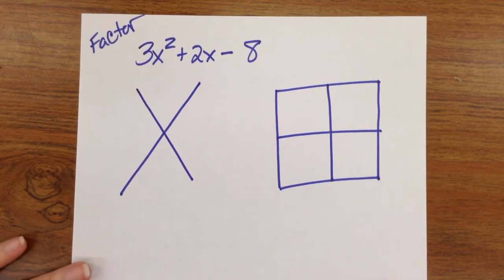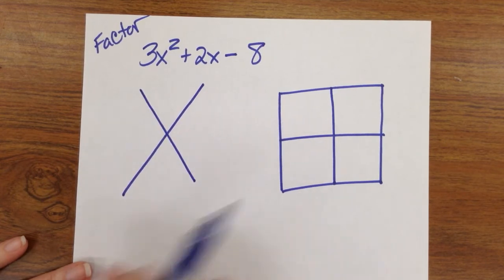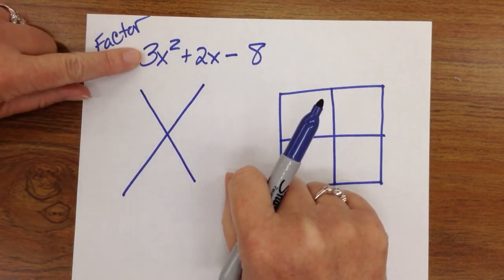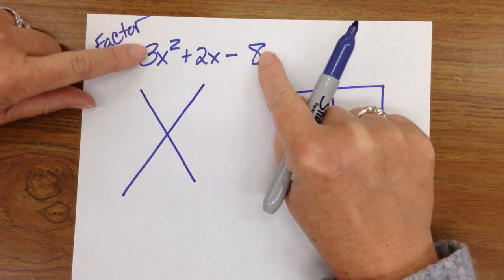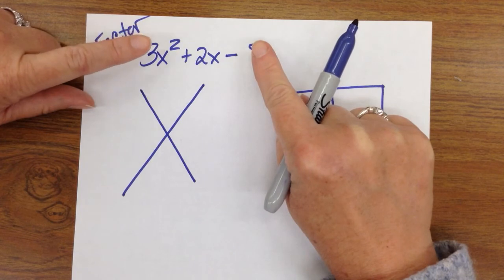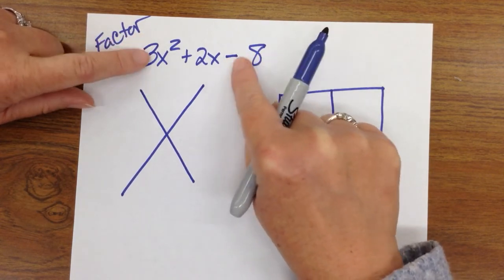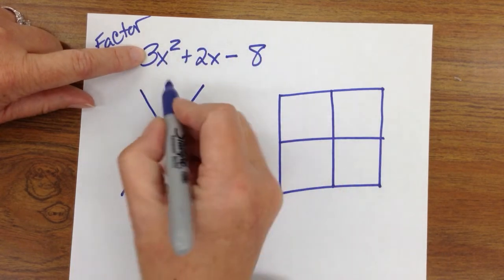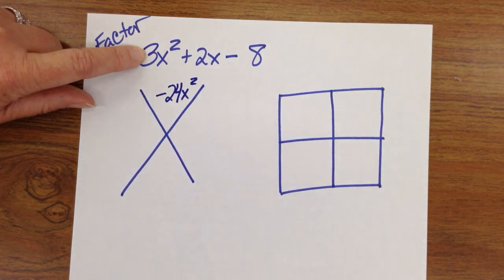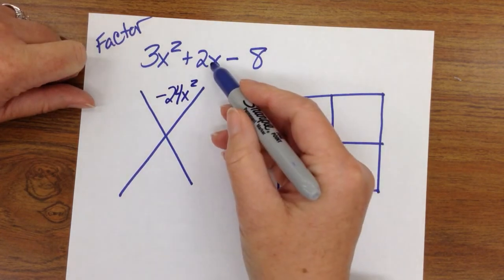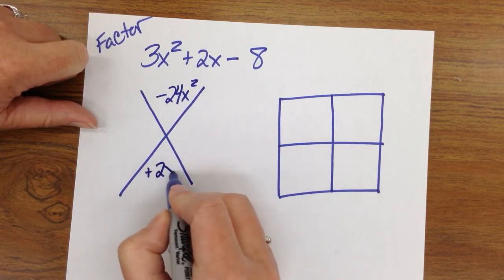There is some memorization. In the diamond, we need to do the following. We are going to take the highest powered term and the constant term and multiply them together. If I multiply these together, watch the sign, there's a negative here, this would make -24x squared. That's how you start. The middle term, look at the sign, it's positive, goes here.